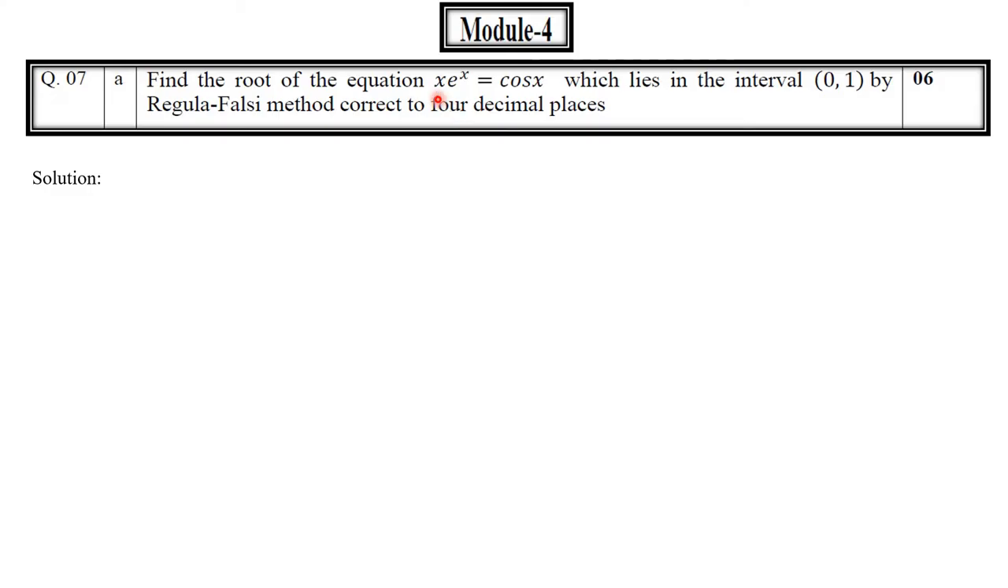Whatever the given equation x e power x equal to cos x, these types of equations are called a transcendental equation. An equation containing both algebraic terms and trigonometric terms is called a transcendental equation. I will denote this equation by f of x. f of x is equal to x e power x minus cos x. I am just shifting cos x to the left hand side, so it becomes minus cos x.